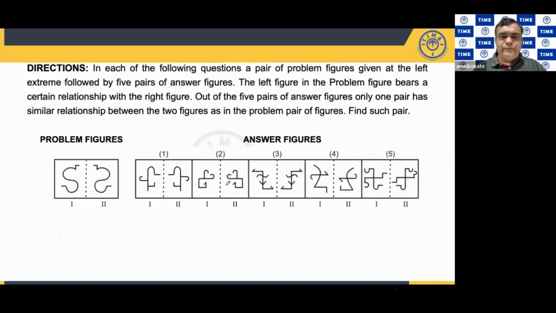Let me go ahead. So let's look at some examples, very basic examples I've taken. Can you find out which is what? What is the question? Out of the 5 pairs, figure only one pair has a similar relationship. So you have to find the problem figure. You want to find which has a similar relationship. So can you find?